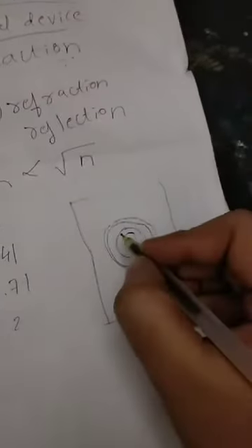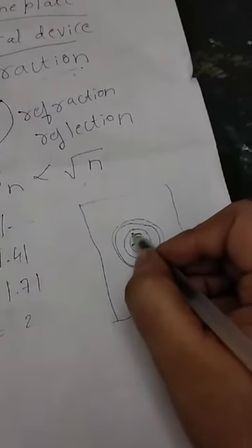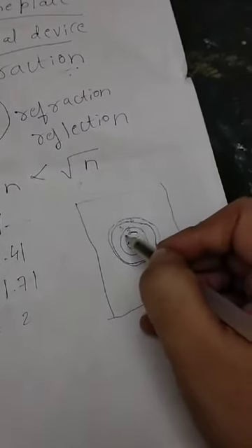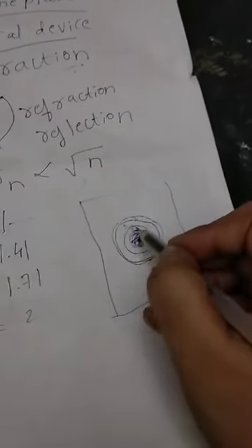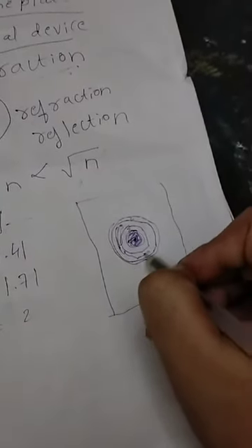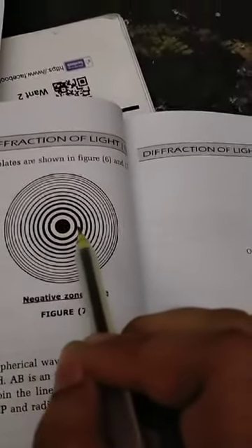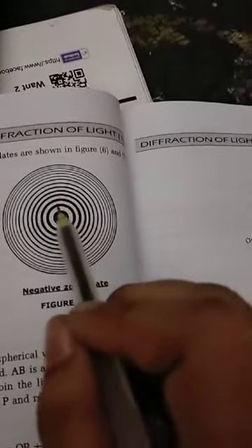Now what I will do is blacken all the alternate zones. See, for example, this is known as the first zone, this is the second, and this one will be the third. Next, this one will be the fourth, something like that. So if I paint black all the odd zones like this, the first zone is painted, the second zone is transparent, the third zone is painted, and the fourth zone is transparent.